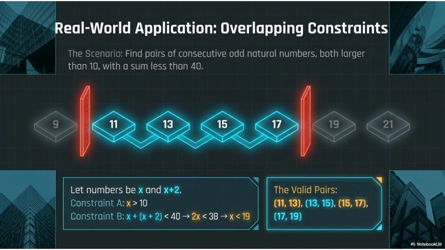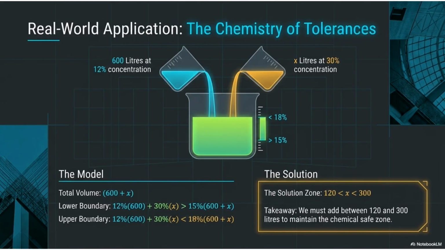Sometimes we deal with overlapping constraints. By defining multiple inequalities, we can narrow down a set of valid pairs that satisfy all conditions simultaneously. Inequalities are vital for managing chemical tolerances. Here, we model concentration levels to ensure a mixture stays within a safe, effective range.